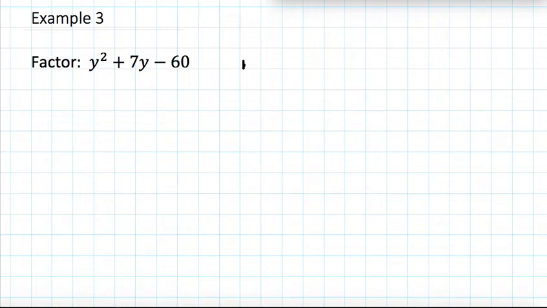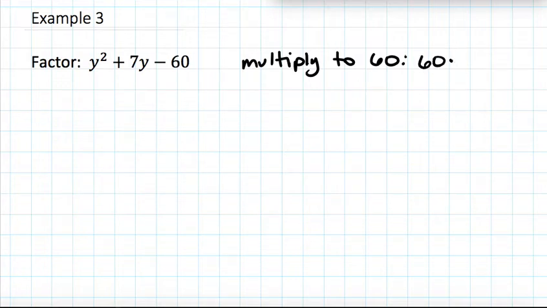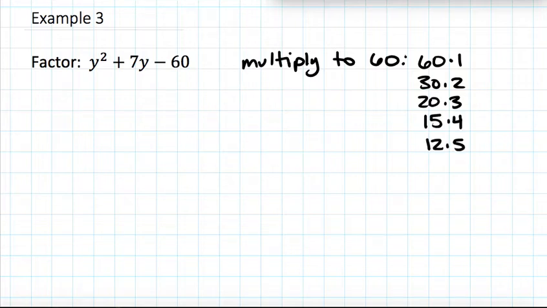So for this one, we're going to start by looking for numbers that multiply to 60, and then we'll talk about the signs. So multiply to 60 could be 60 times 1, 30 times 2, 20 times 3, 15 times 4, 12 times 5, or 10 times 6. 60 is not divisible by 7 or 8 or 9. And then that brings us back to 10. So those are the possible pairs.